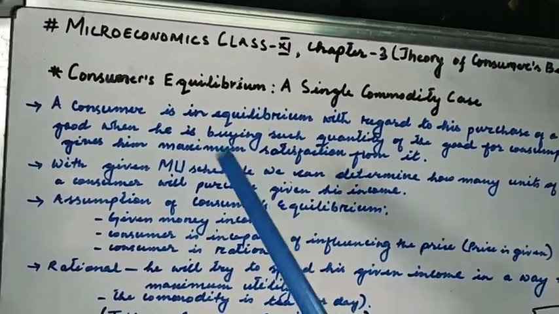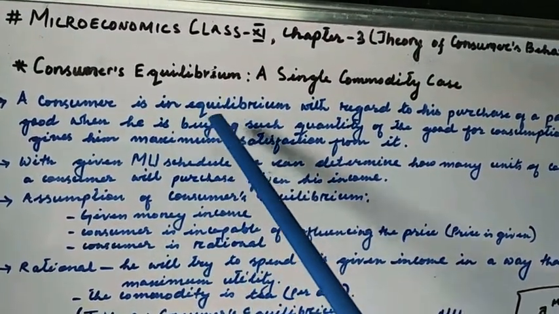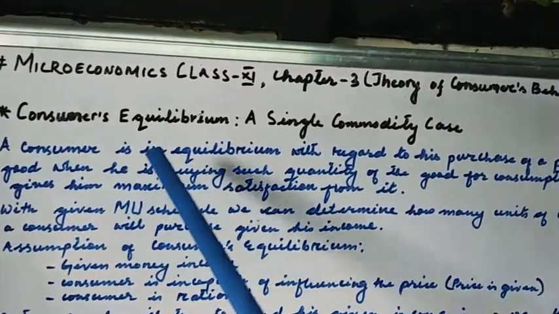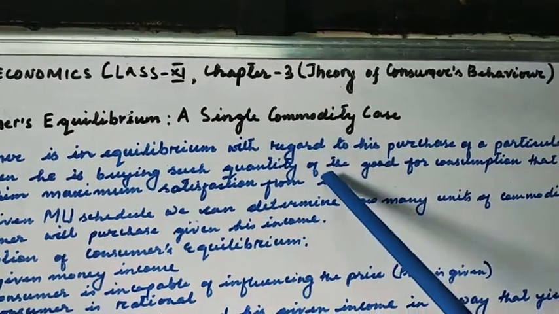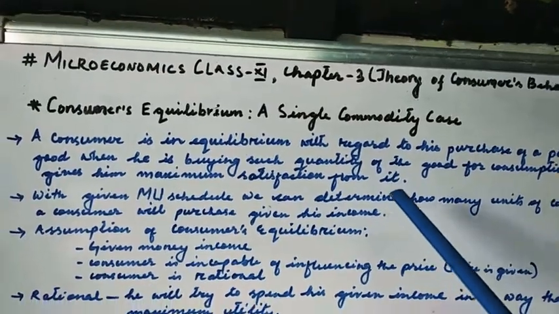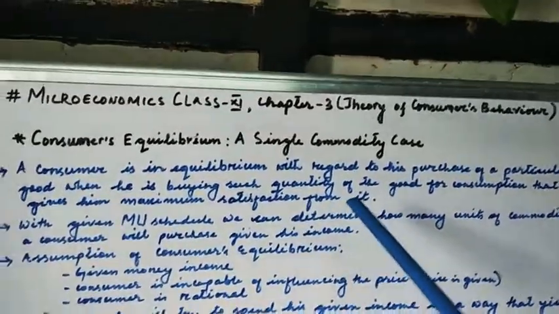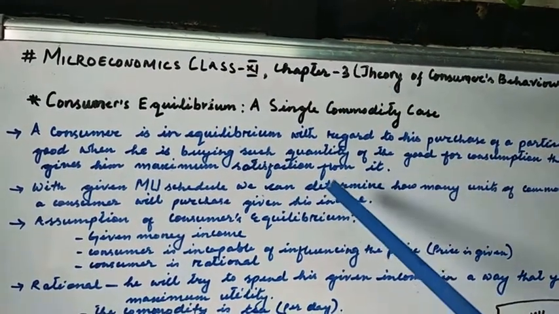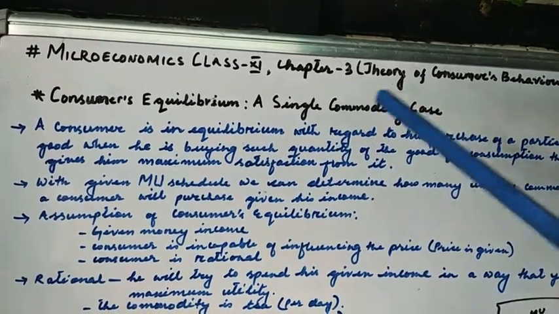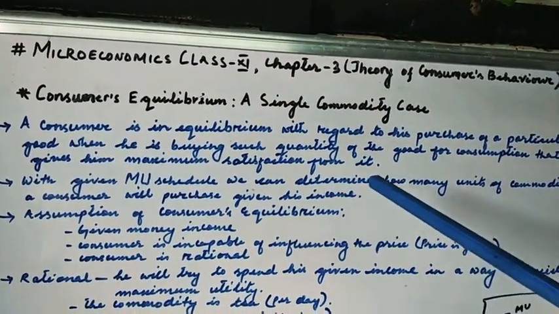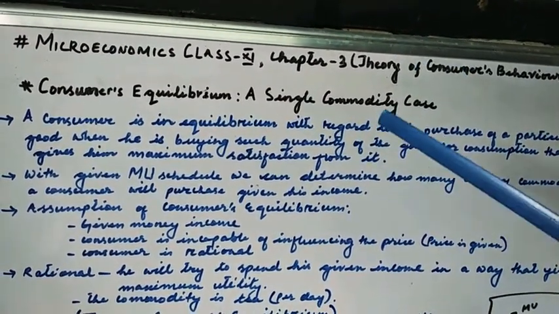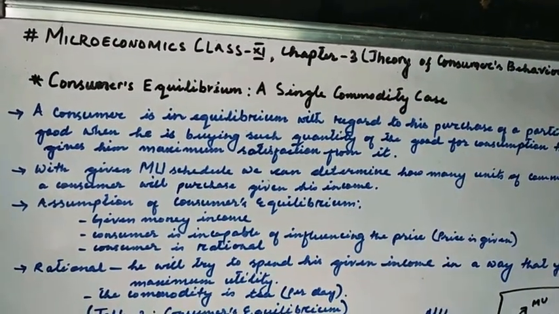As the definition is given, a consumer is in equilibrium with regard to his purchase of a particular good when he is buying such quantity of the good for consumption that gives him maximum satisfaction from it. So the equilibrium point for consumers in consumption of a single commodity would mean the amount of goods that he buys for consumption which gives him the maximum level of satisfaction. That point is the consumer's equilibrium.